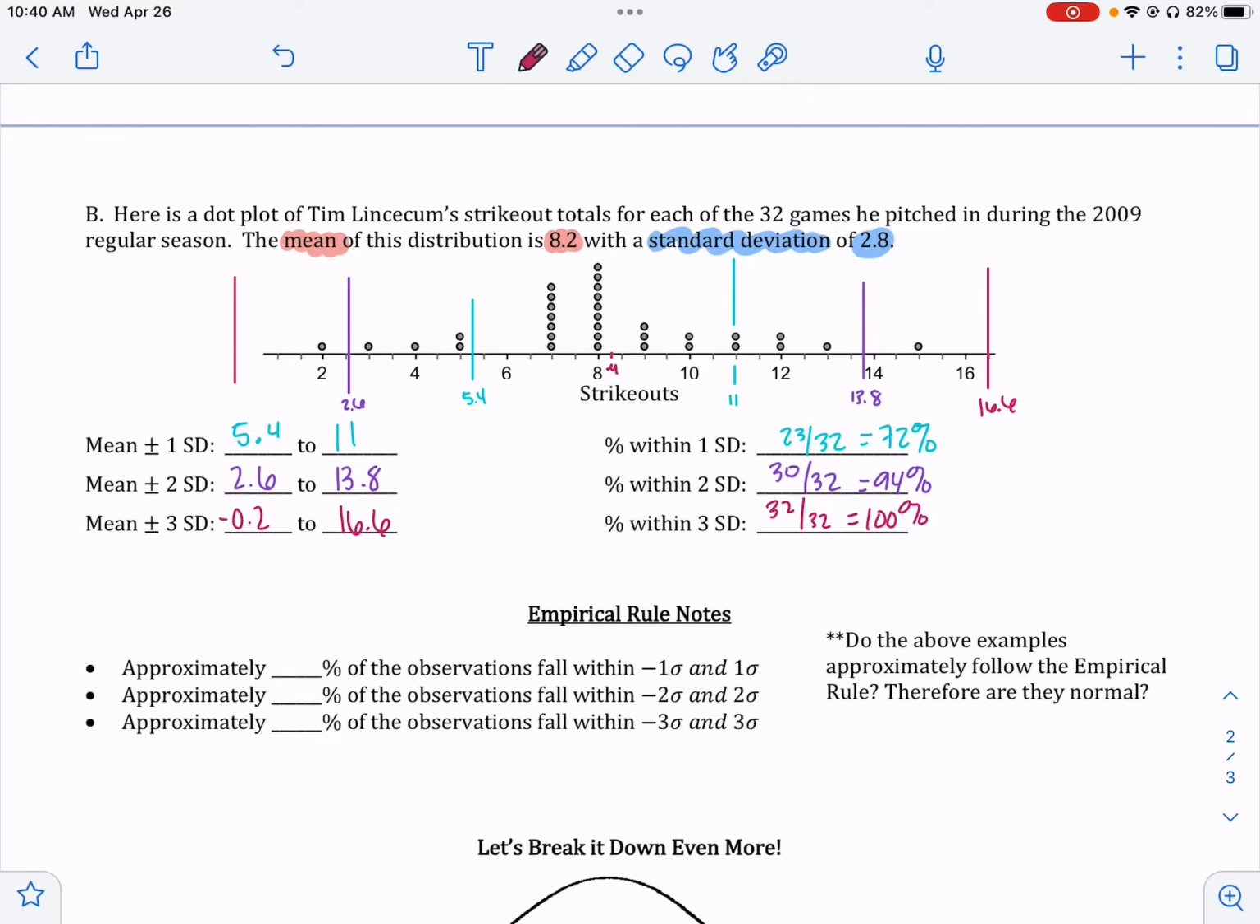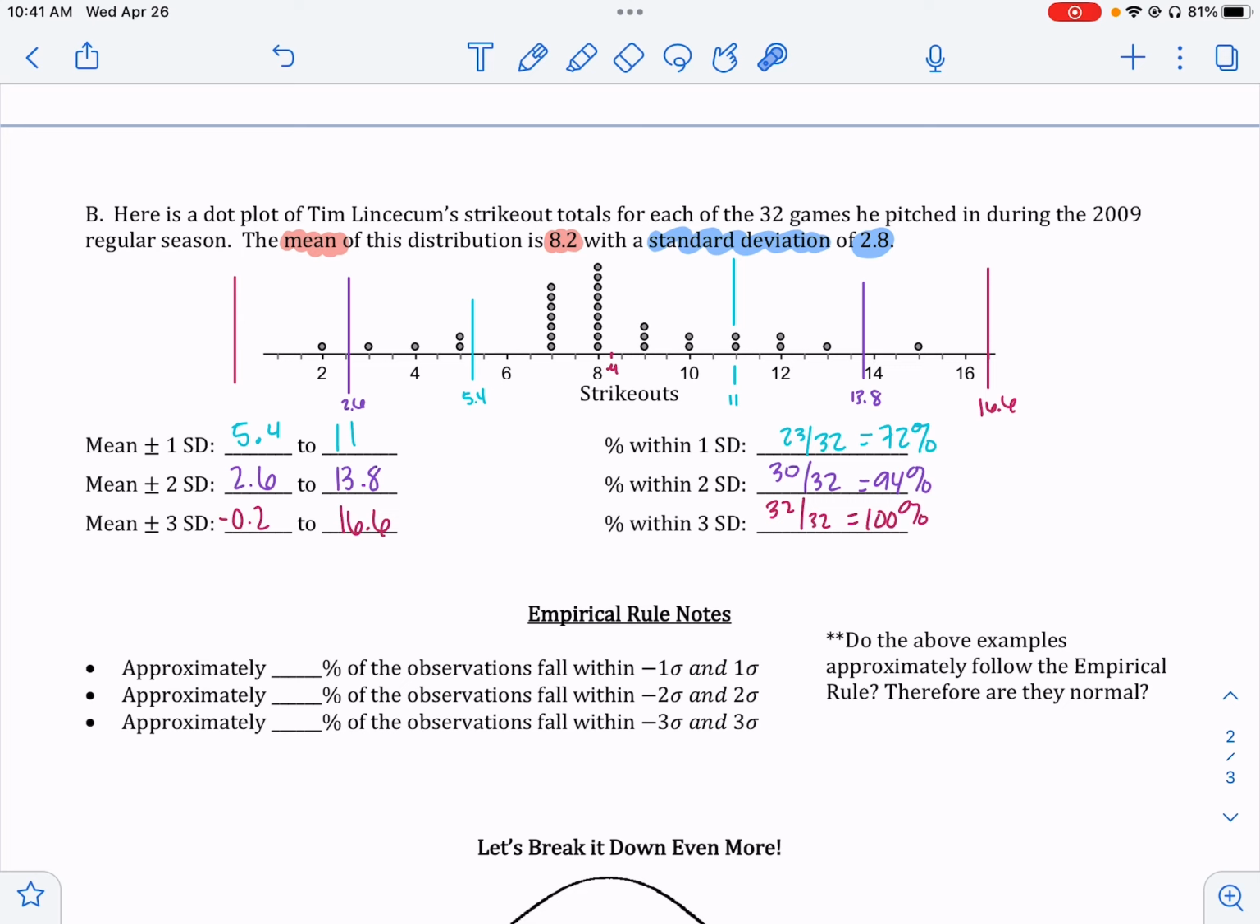All right, so I asked you guys to try this problem on your own before coming to this video. And so we're going to hit this pretty quickly. This one is talking about strikeout totals for 32 games for a baseball player. If we look at this, it said that the mean was 8.2. So this pitcher had approximately 8.2 strikeouts per game. But the standard deviation was 2.8.